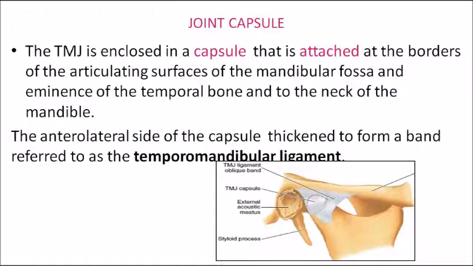Now, look at the picture carefully. In the anterolateral region, you can see a change in the direction of this capsule. The striations are moving in an oblique direction in the anterolateral region. That portion where the capsule is thickened to form a band is called the temporomandibular ligament. So please look at the picture. The marking is given as TMJ ligament and oblique band, which is in the anterolateral portion of the capsule, where it is thickened to form a band called the temporomandibular ligament.